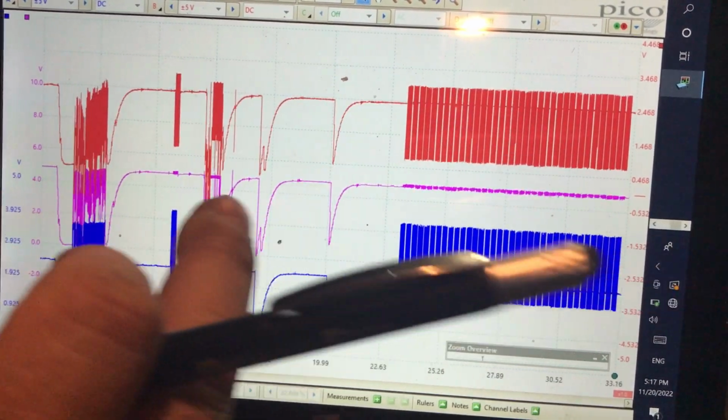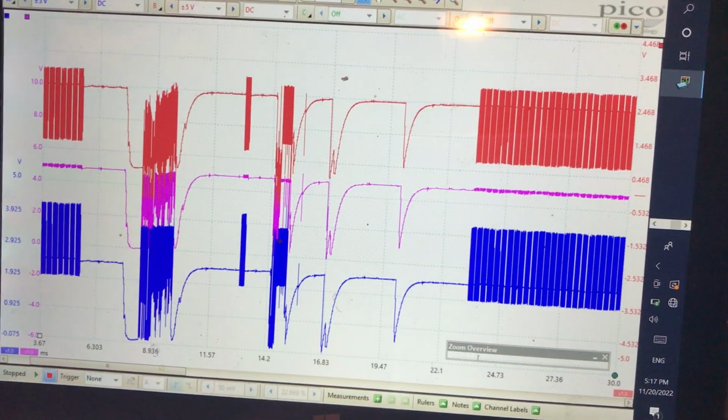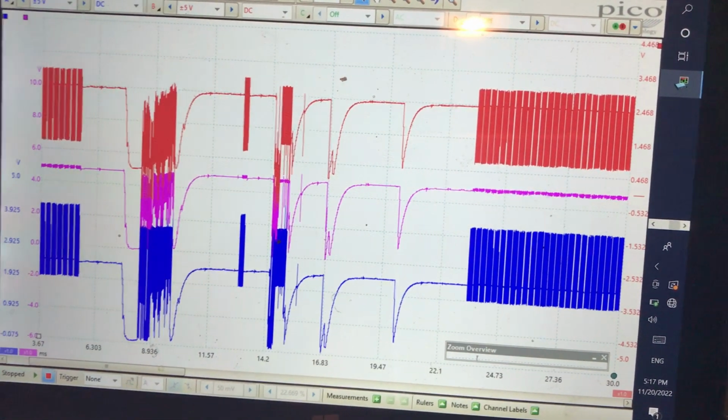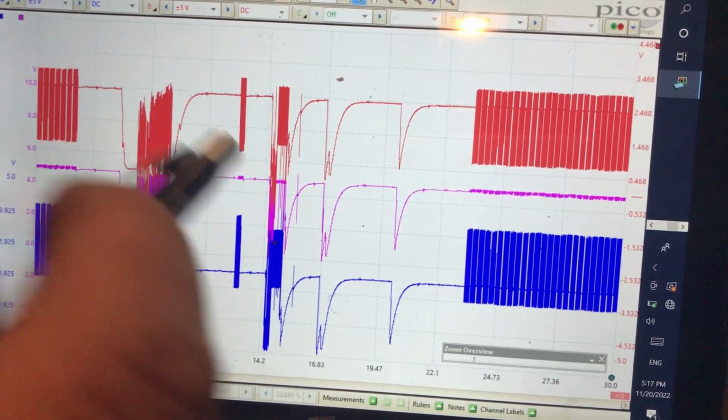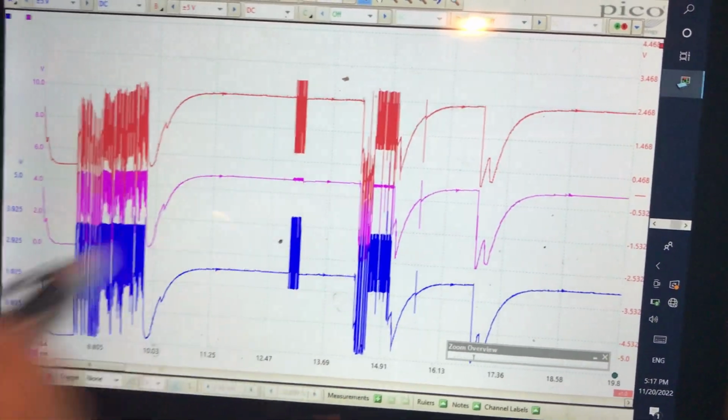So as far as using the scope, when we're looking at networks and we're looking at the dual networks, consider that math channel to give you a diagnostic advantage.